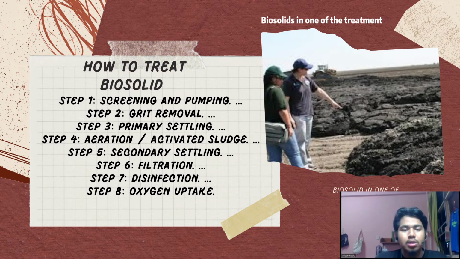Next, filtration. By filtering through 10 micron polyester media, the material is captured on the surface of the disc. The filter is periodically backwashed and returned to the head of the plant for treatment.